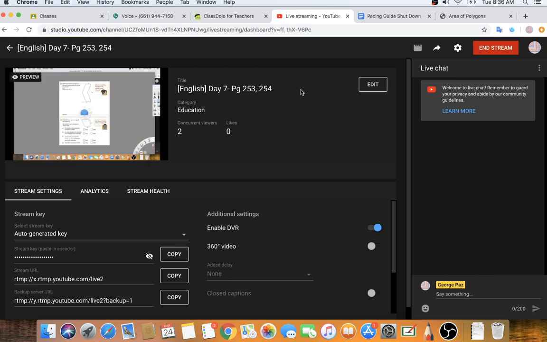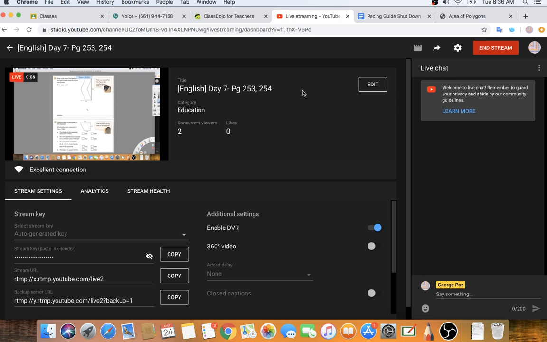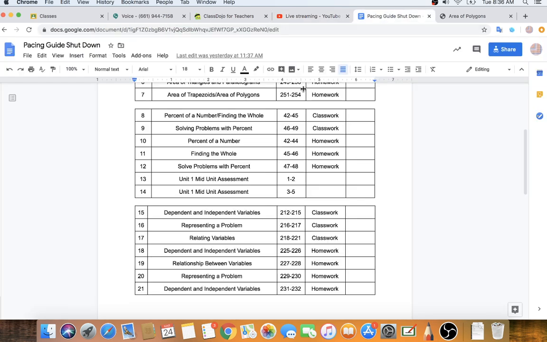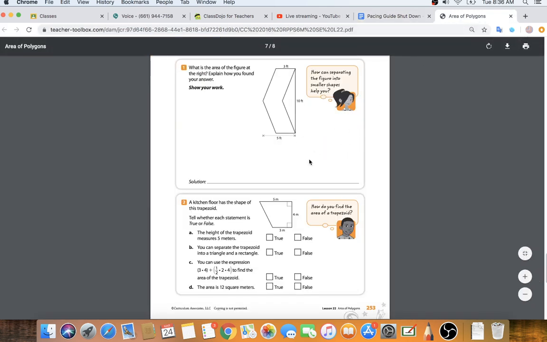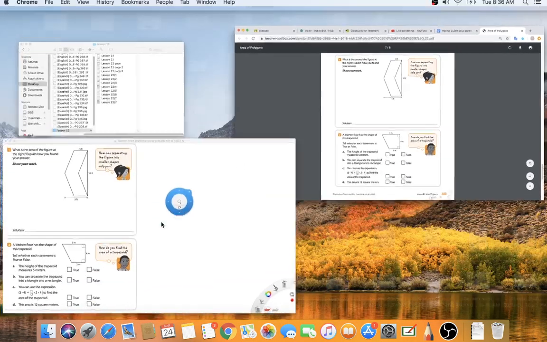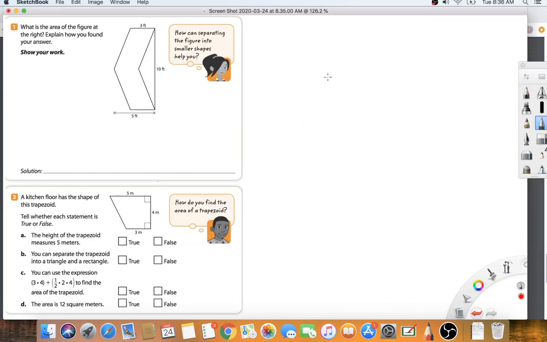All right, this is for day 7, page 253 and page 254. So the last two pages of day 7. This is a pretty hard one, not gonna lie. So 253, we're gonna do on this side. It says, what is the area of the figure at the right? Explain how you found your answer.